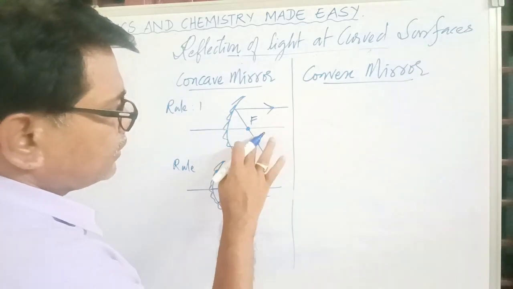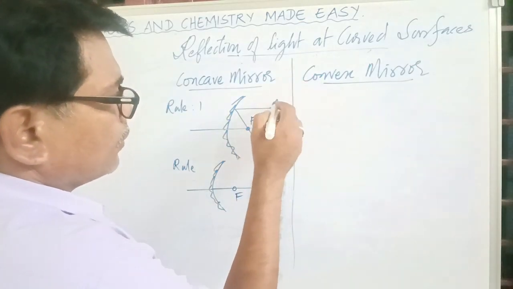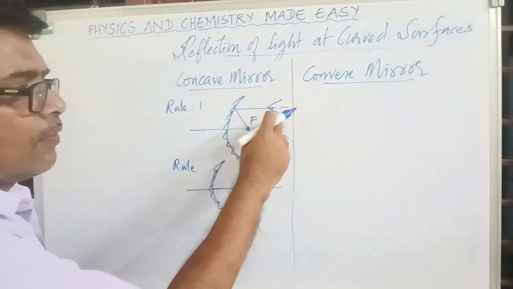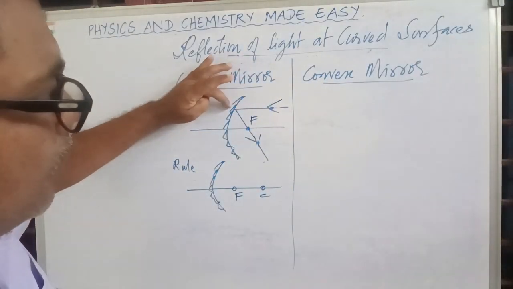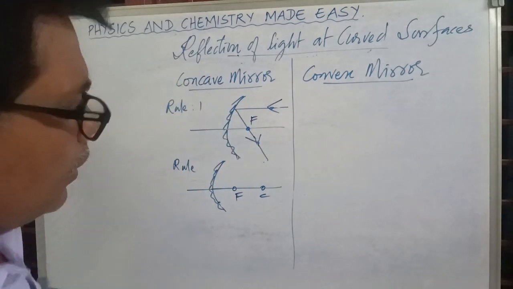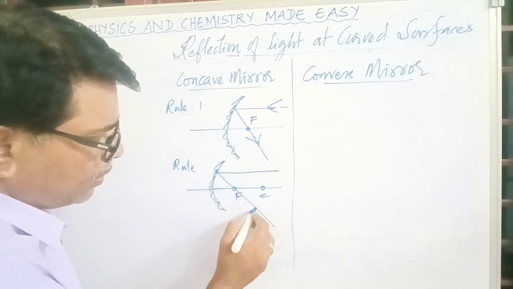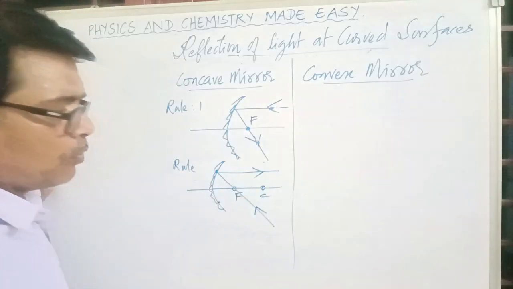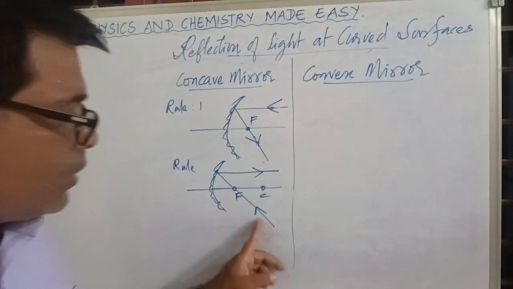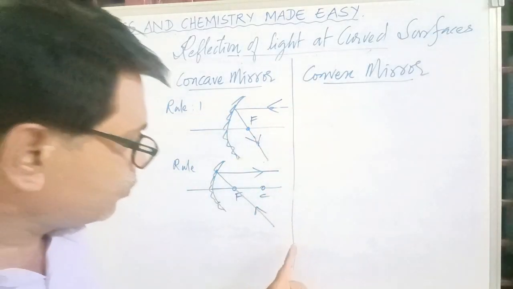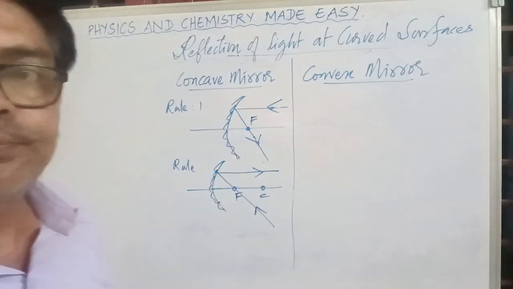So the first one, once again I will tell you, is light which is coming from infinity, falling on the concave mirror, passing through the focal point. Let me draw the same diagram and tell you the second rule. Nothing will happen, but I have to change the position of the arrow. The light which is passing through the focal point is going parallel.